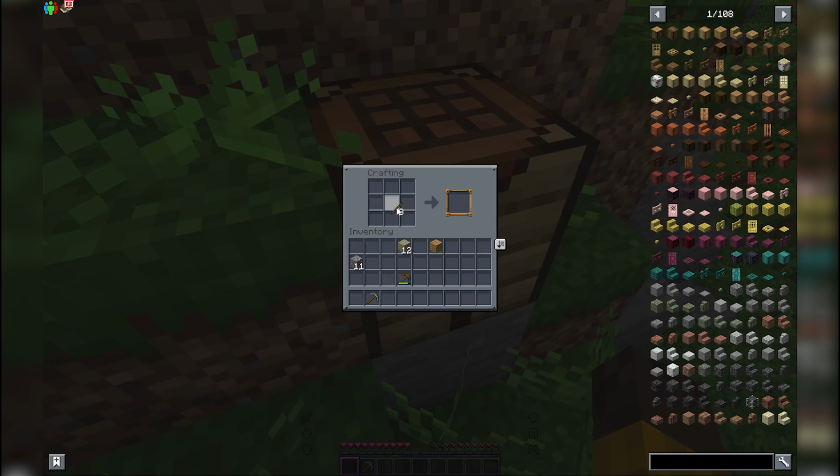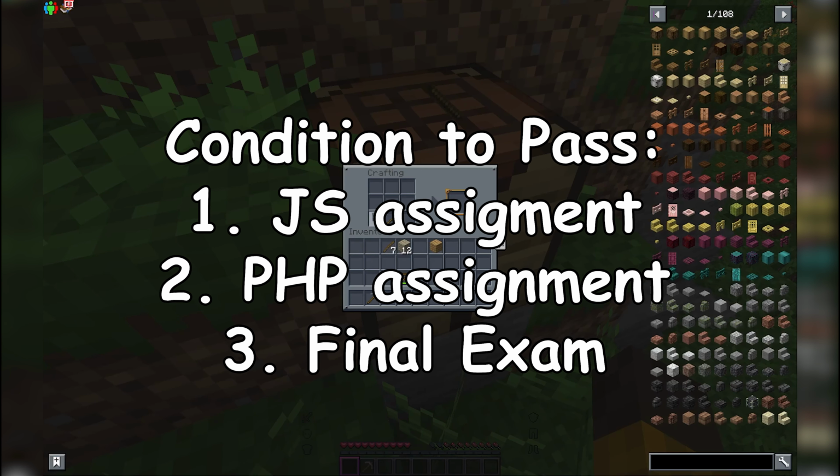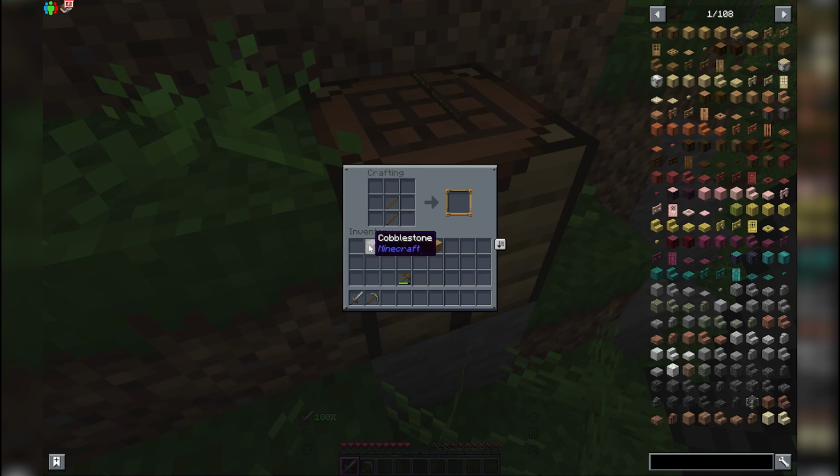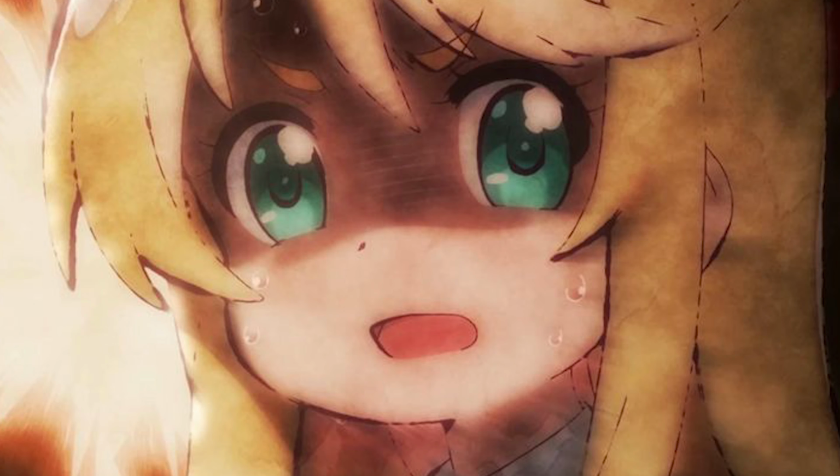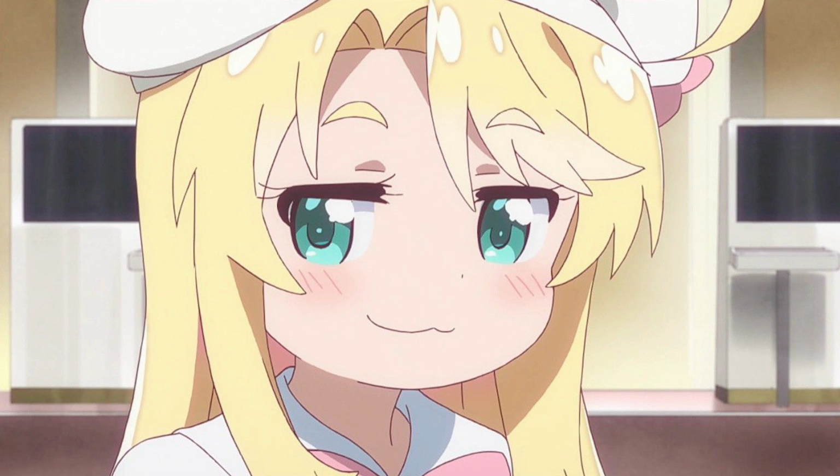Condition to pass is first the JavaScript assignment, second the PHP assignment, third the final term test. Note some teachers are really pushing back the grading time to the last moment. So do not panic and ask your group mate first. Also, they check for plagiarism here. If any match is found, it's an automatic fail. No questions asked.